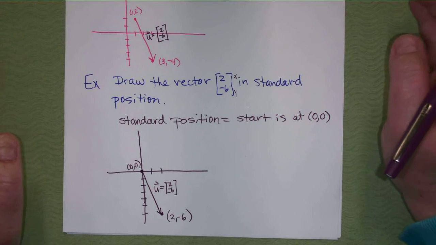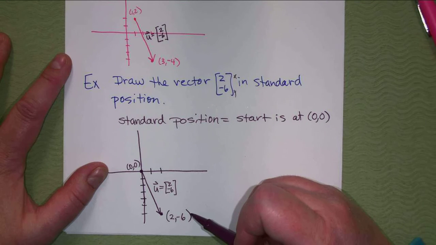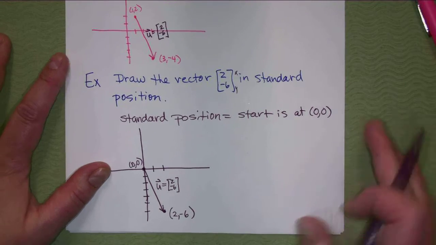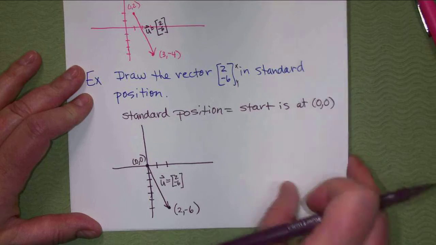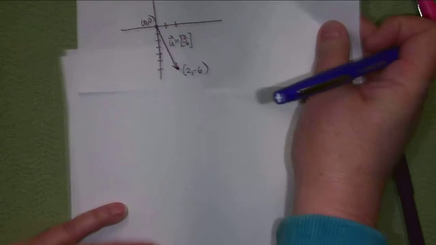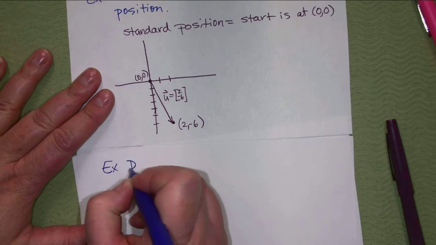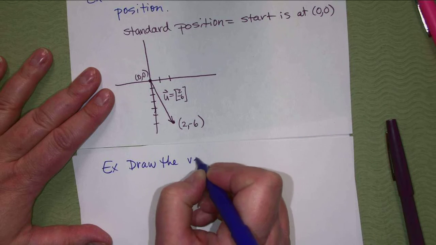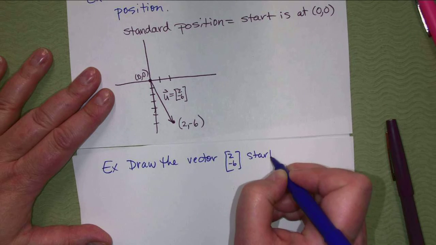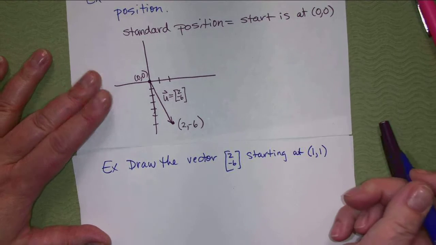I already answered that, actually. This ends at 2, 6, but if it wanted to start at a different point, you would start at that point, go over 2, and down 6. And that would be your end point. So that might look something like this.